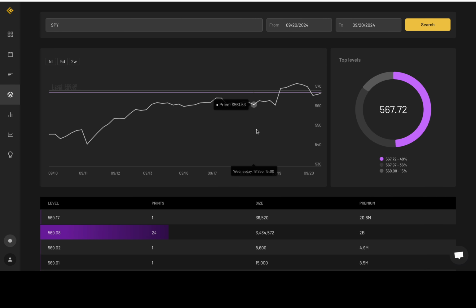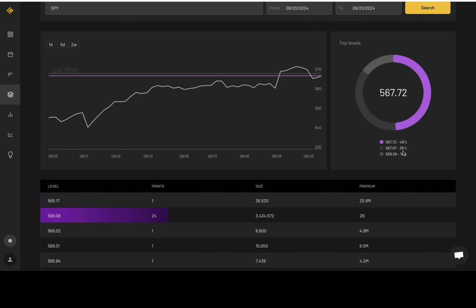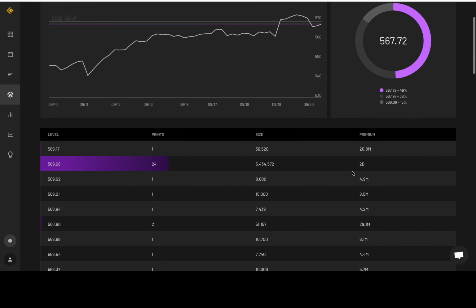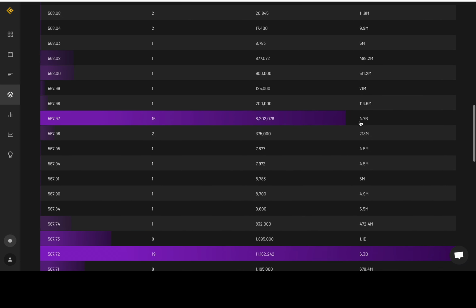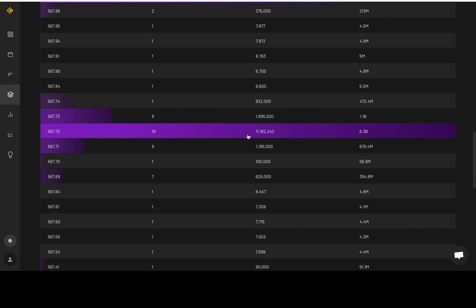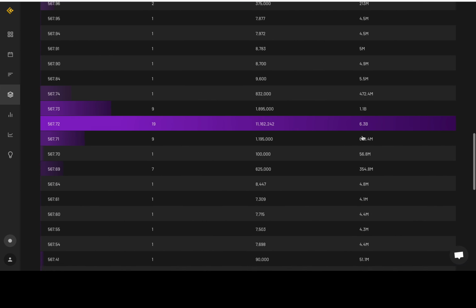So from last Friday, the majority of activity, 49%, came in at 562.72, and then 36% came in at 567.97. Okay, 567.72 and 567.97. I might have said it incorrectly earlier, but that's the right one. Now, the amount of premium, at least around 569, which is the lowest percent, 15%, came in at 2 billion, but the others, 4.7 billion, and then 567.72 was at 6.3 billion.